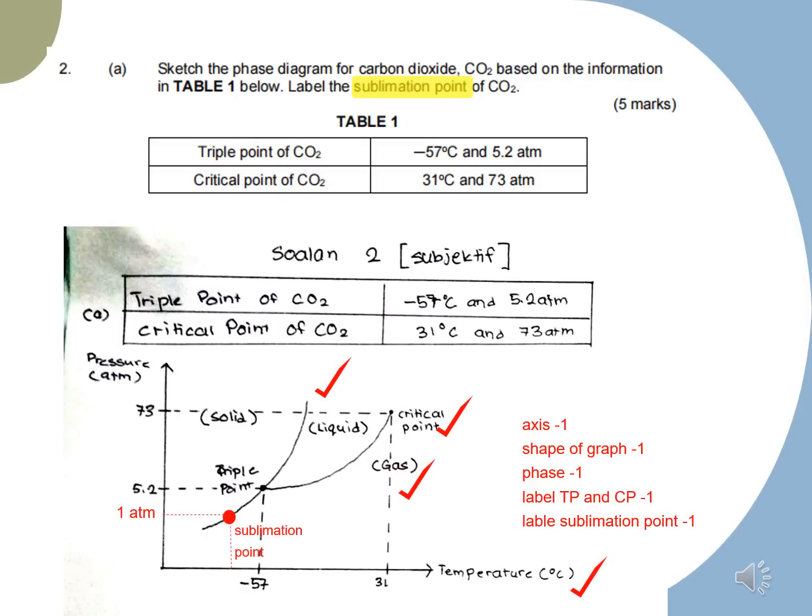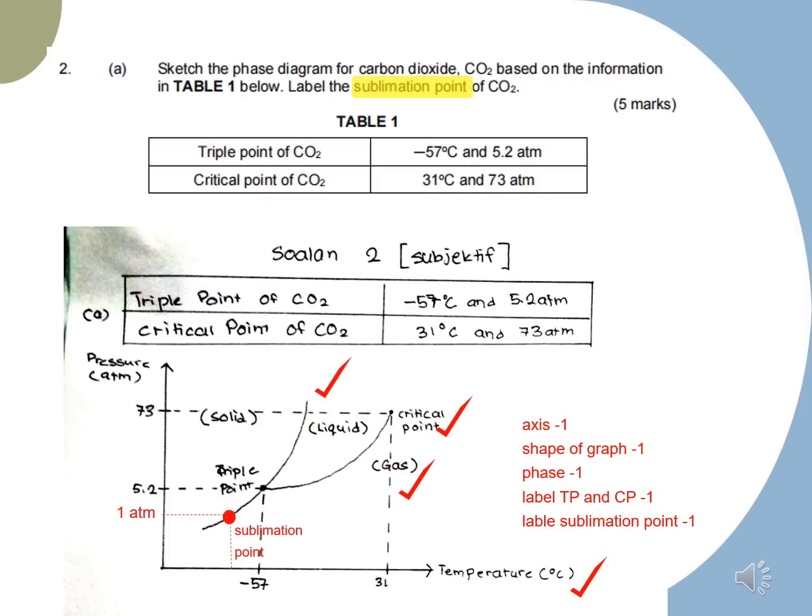We are moving to question number 2, subjective. 2A, sketch the phase diagram for carbon dioxide. Given here is table 1, which contains the triple point and critical point of carbon dioxide. The last sentence of the question states to label the sublimation point of carbon dioxide. So you have to highlight the sublimation point at the end of the steps.